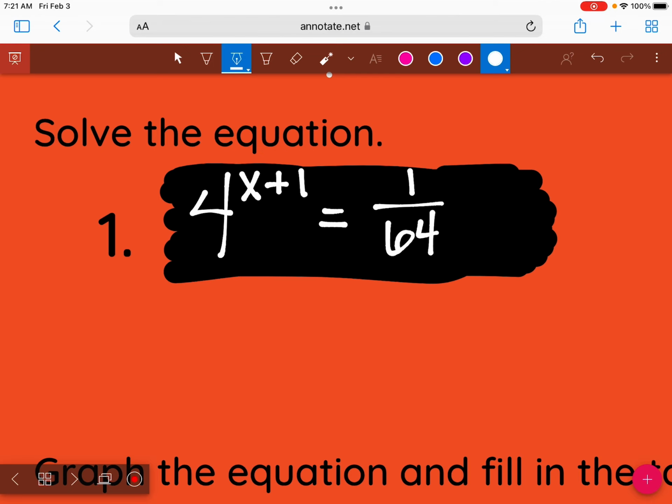4. How could I write 1/64th in terms of 4? 4 to the what is 64? Not 4 to the 4th. Use calculators. 4 to the 3rd. How do I make it be in the fraction?